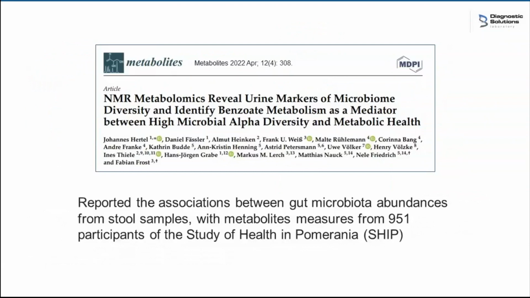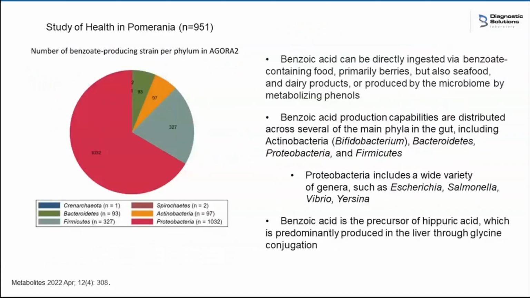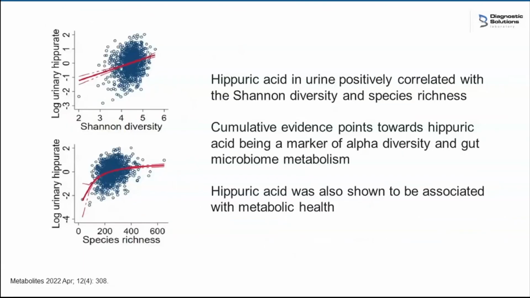So this same SHIP study also looked at benzoate and hippurate, and they found certain gut bacteria associated with higher levels of benzoate. So the big category here, the Proteobacteria, which includes a wide variety, but Escherichia, Salmonella, Vibrio, Yersinia, was associated with higher levels of benzoic acid. But when you look at the hippurate, you see that hippurate is positively associated, unlike the 4-hydroxy marker we'd seen from tyrosine. So as hippurate goes up, Shannon diversity goes up. As hippurate goes up, species richness goes up. There's also studies looking at increased hippurate being associated with a Mediterranean diet.